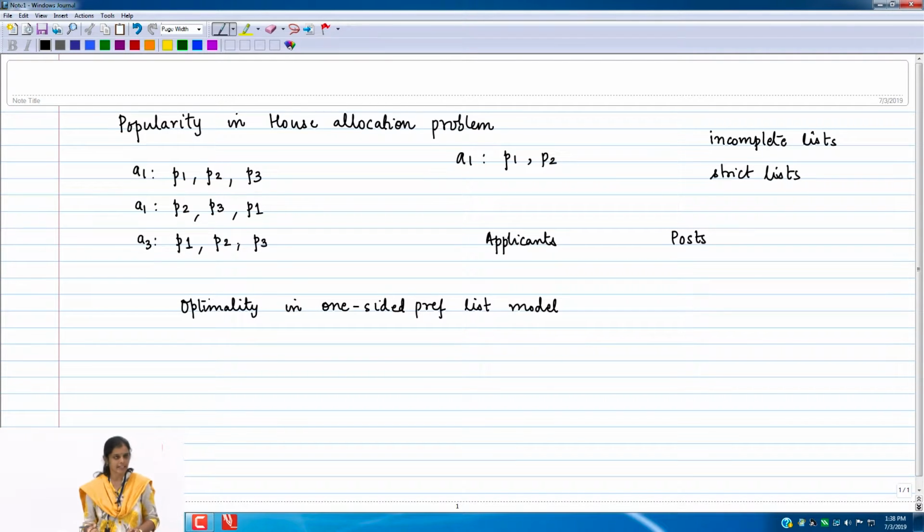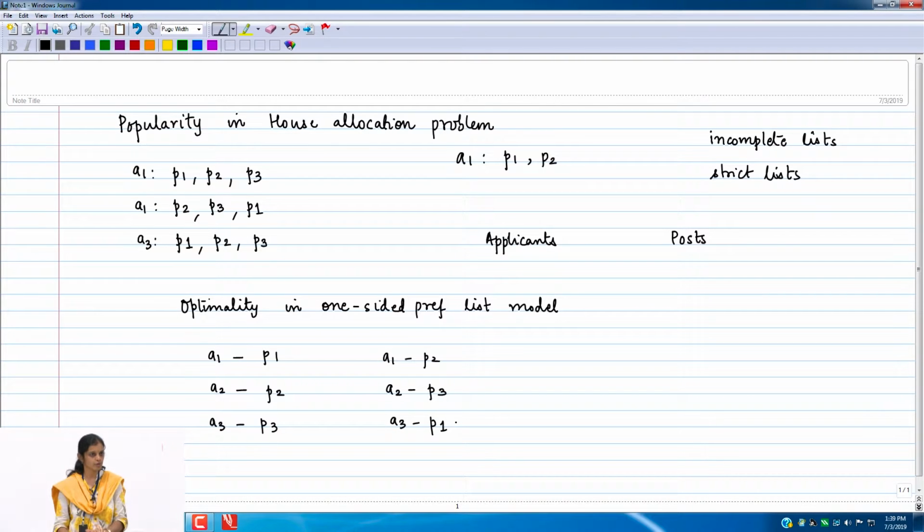So let's take any 2 matchings. We will just take A1 P1, A2 P2 and A3 P3. On the other hand, let's take A1 P2, A2 P3 and A3 P1. So these are 2 matchings, both of them are perfect. Let us ask, how would you compare these 2 matchings? Let's name these matchings M and N. And how would you compare these matchings in the two-sided model?